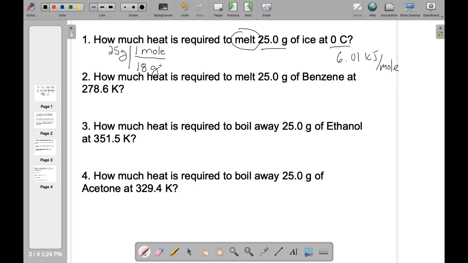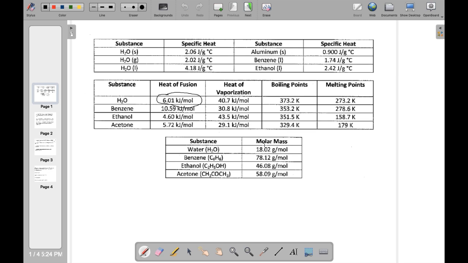Now, where am I getting this number? This number is the molar mass. So I could go to the periodic table, look up hydrogen and oxygen, look up the molar mass of these substances and add it all together, like we've done before. Or, they already gave me that number in this table. It's a little bit more specific, but it's right here, 18.02.